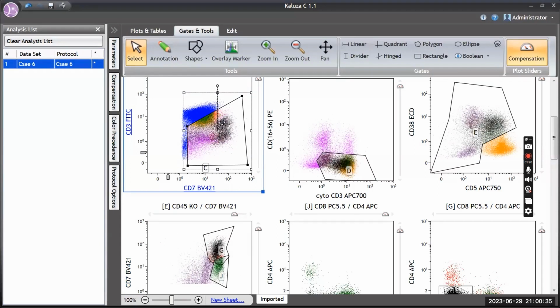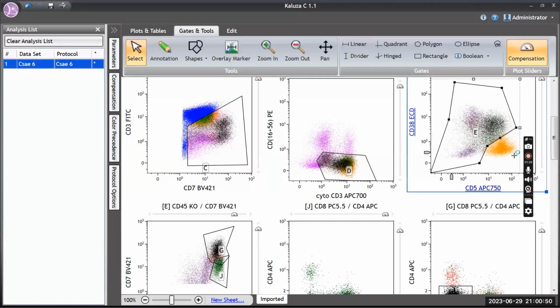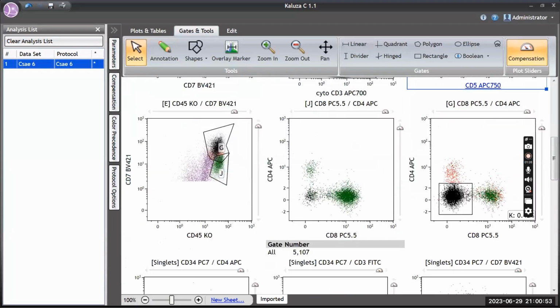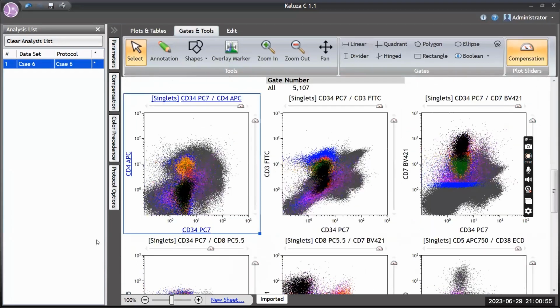A dim CD3 positive and a negative CD3 positive population. So it's falling as two subsets. One subset is cyto CD3 positive with surface CD3 dim, and one subset is surface CD3 negative. So you can still clean up the population to find the exact MRD.